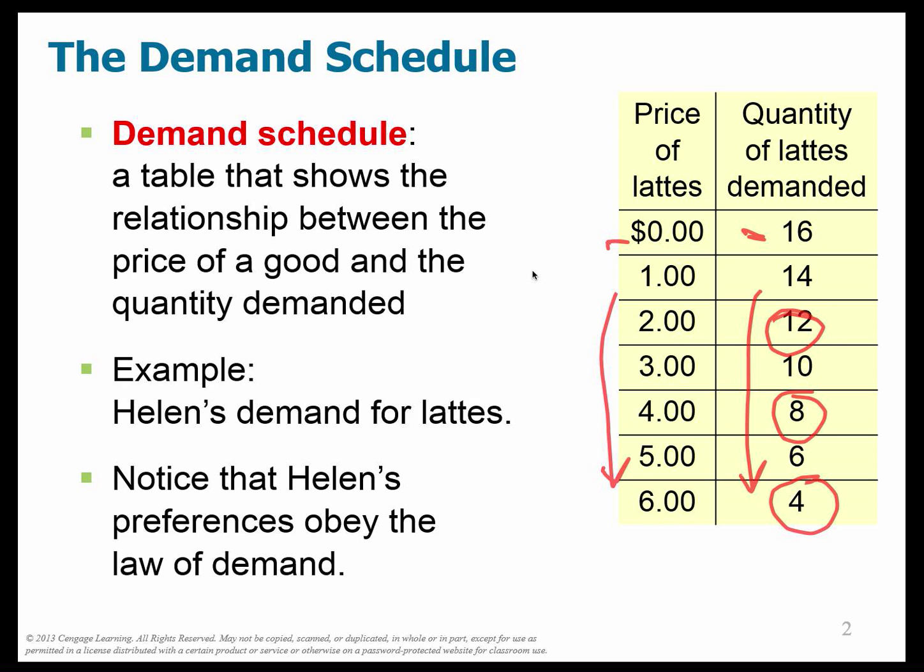Okay, I want you to make a difference between the words quantity demanded and demand. Quantity demanded are just these individual numbers. Demand is this whole entire schedule, think of it as an Excel spreadsheet. All right, that's quantity demanded versus demand.